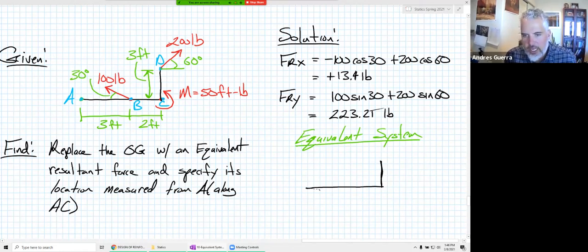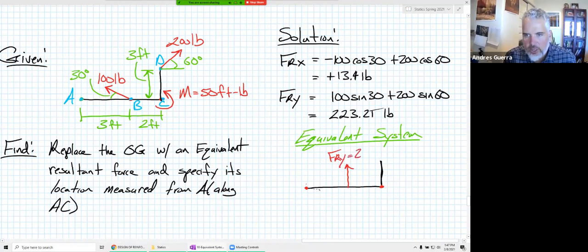And they just told us, hey, you know what? It's somewhere along this line from A to C, right? Along A to C somewhere. I'm just going to put it somewhere on there. I don't know where it's going to go. I'm just going to put it like right here. And so there's our FRY.